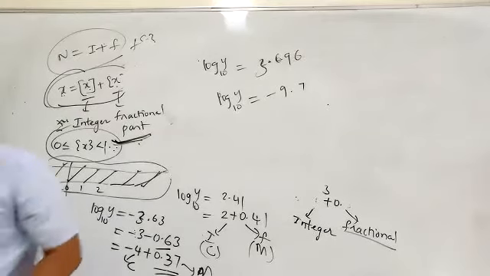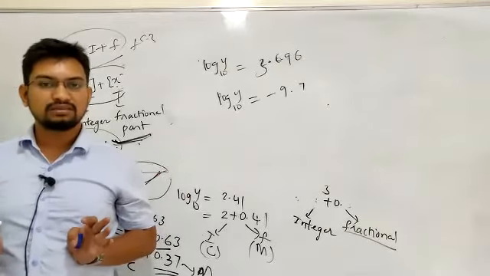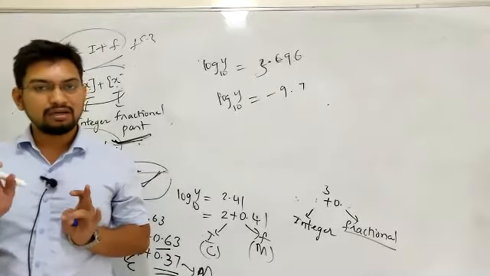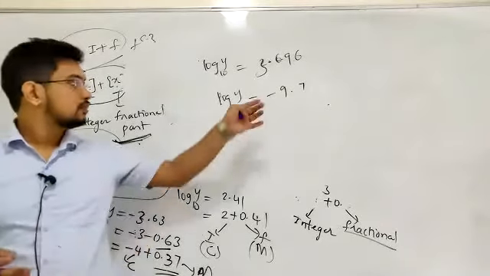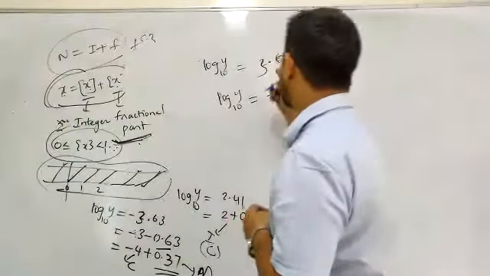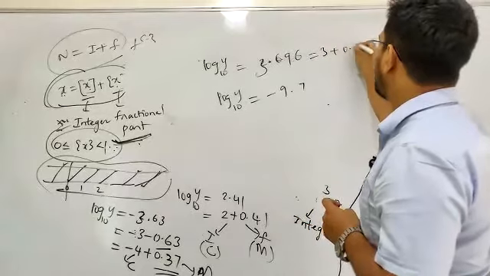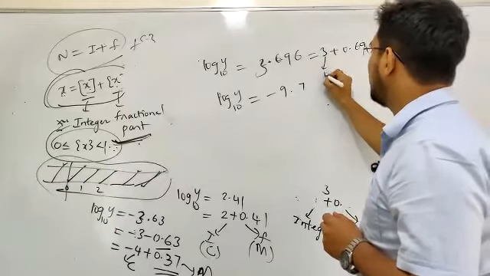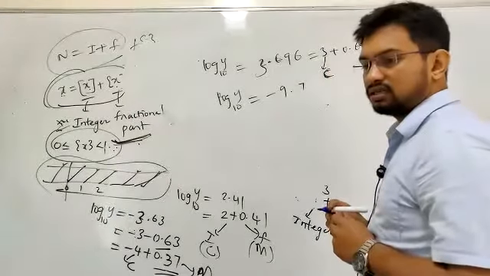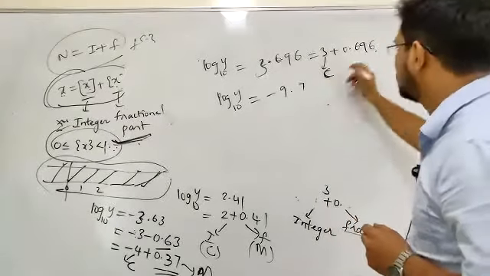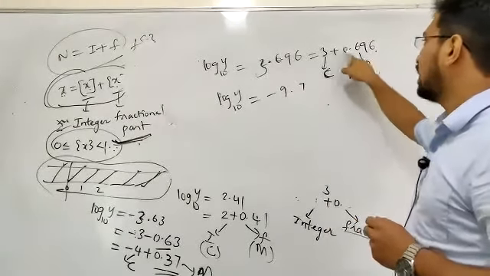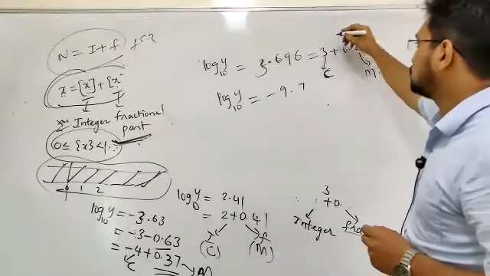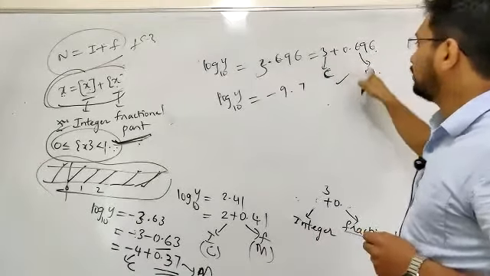I stress fundamentals because I know their importance. Maybe that appears silly, but if you miss the fundamentals, you will miss everything. For a positive number, I can write this as 3 plus 0.696. This is your integer part, so this is your characteristic, and this is your fractional part, so this is your Mantissa. The fractional part is always positive, lying between 0 and 1. So the characteristic is 3 and the Mantissa is 0.696.